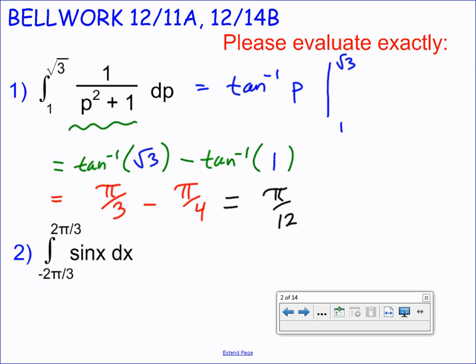So who got this equivalent? Did I make it to the end? Yes! That's great work, you guys. Awesome. So we can evaluate a definite integral using an indefinite integral, an antiderivative. That's the fundamental theorem of calculus. Nice job. Let's take a look at number 2.